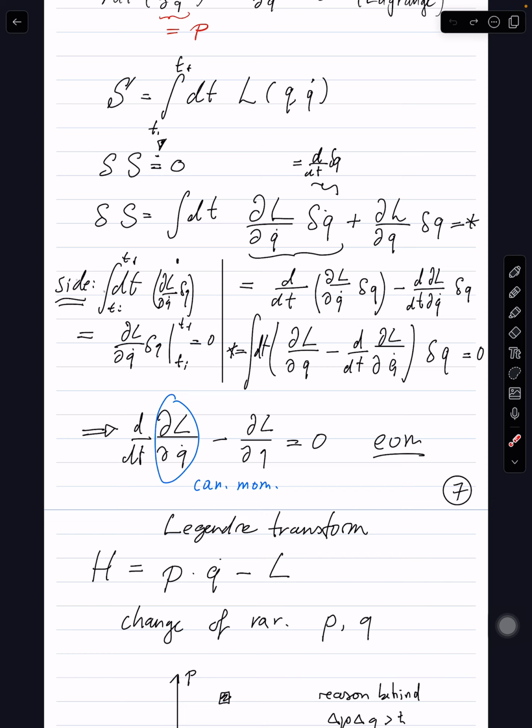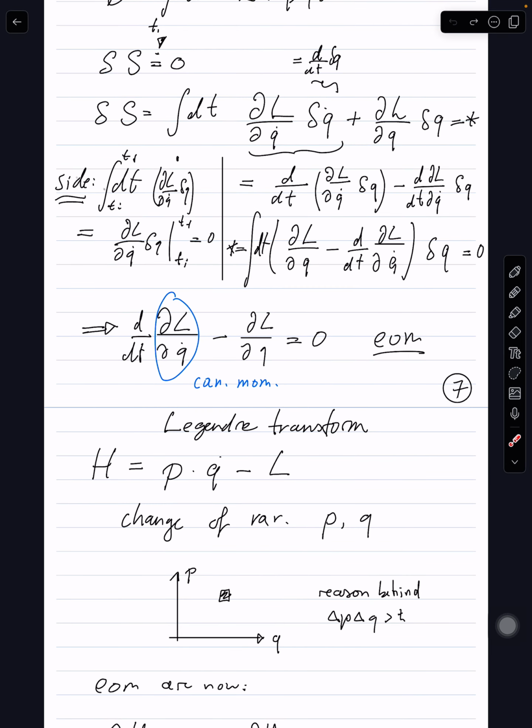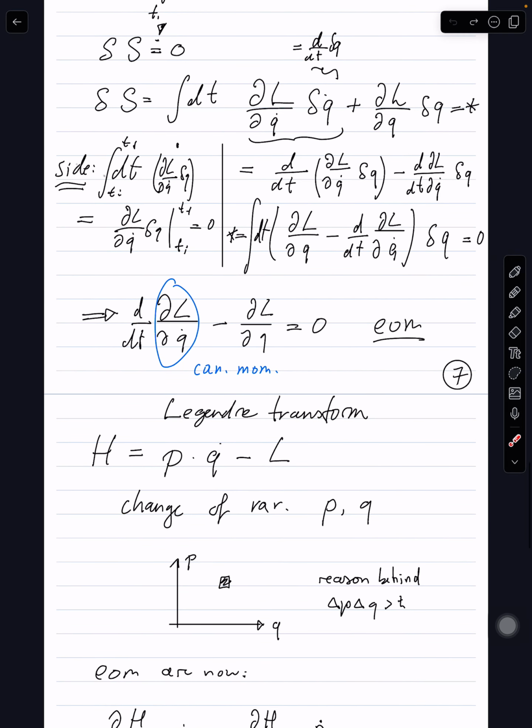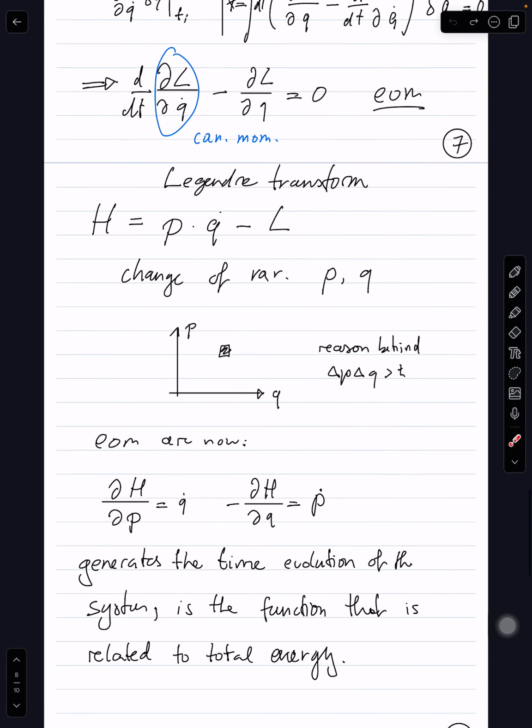Setting that to 0 gives us a differential equation for the momenta and positions of the particles, or of any system that has a particular Lagrange function describing it, and we call these the equations of motion. This is something we can check at home, that this derivation is indeed valid, and the equation of motion for a classical mechanical system is indeed given by that.